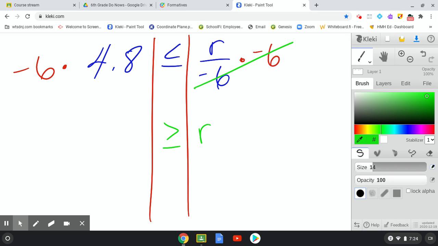Now I would do 4.8 times negative 6. Figure out your sign first because that's important so you don't forget about it. A negative times a positive is going to be a negative. 4.8 times 6 actually gives me 28 and 8/10. Okay, so now I would go to graph.